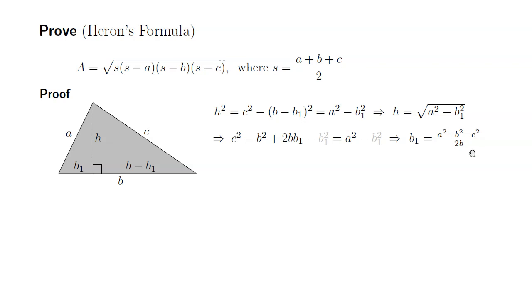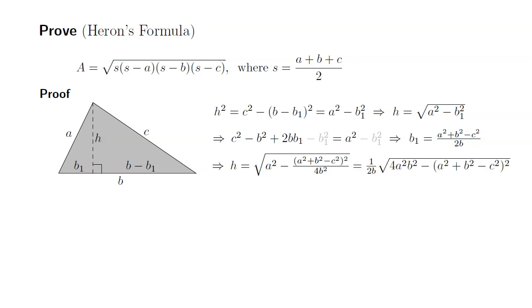Then we can put this expression back in here so that we have an expression for h in terms of a, b, and c. We're going to take the common denominator for b, so a squared becomes 4a squared times b squared. Then I'm going to pull out the denominator: the square root of 4b squared on the bottom becomes 2b. What's left inside the square root is 4a squared b squared minus (a squared plus b squared minus c squared) squared. All right, so we got the expression for h.